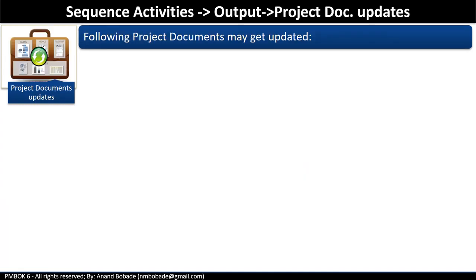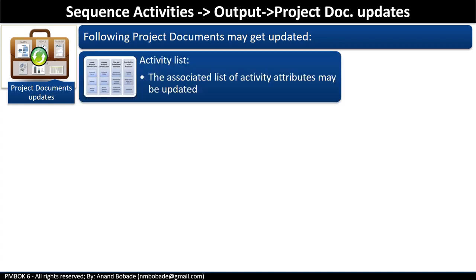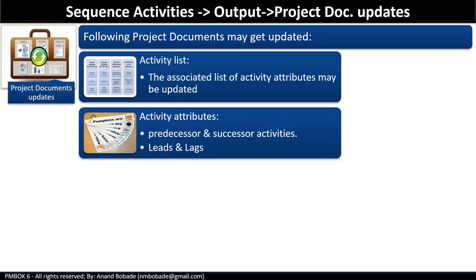Project document updates. We have multiple project documents which might get updated as a result of this process. So first is the activity list. The associated list of activity attributes may be updated as an output of this process. Activity attributes that may be added after this process include any attributes that describe a necessary sequence, like mandatory dependencies, predecessor-successor relationships, and leads or lags between the activities.